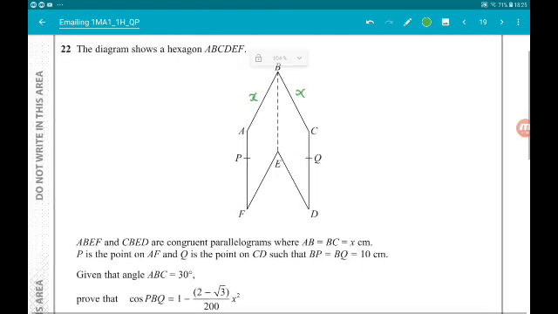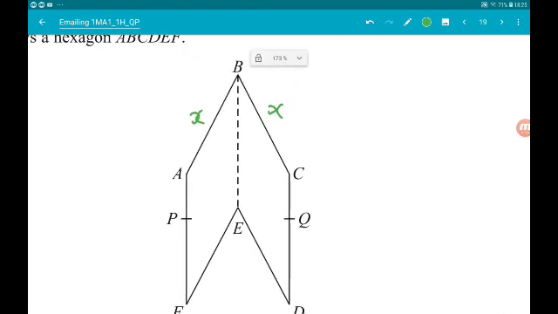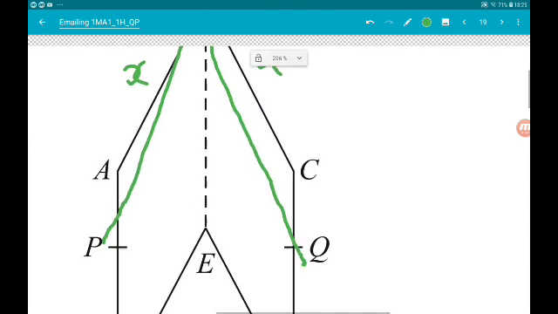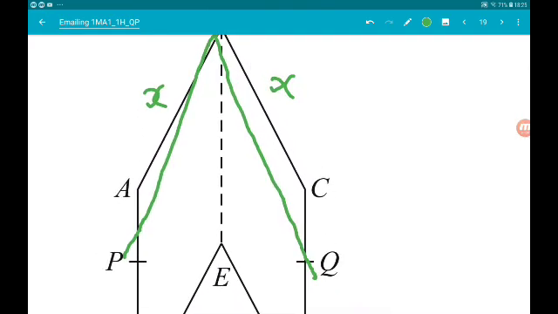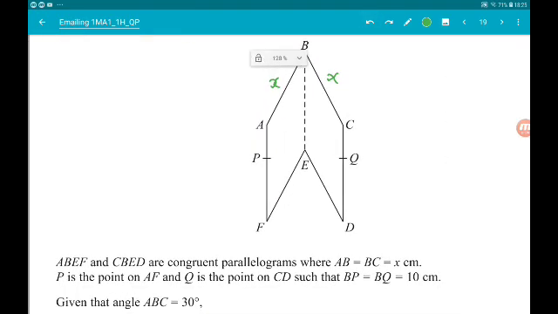So that means BP and BQ are both 10 centimeters. Now they're not going to stay there for now. We don't need them yet. Okay, next up.